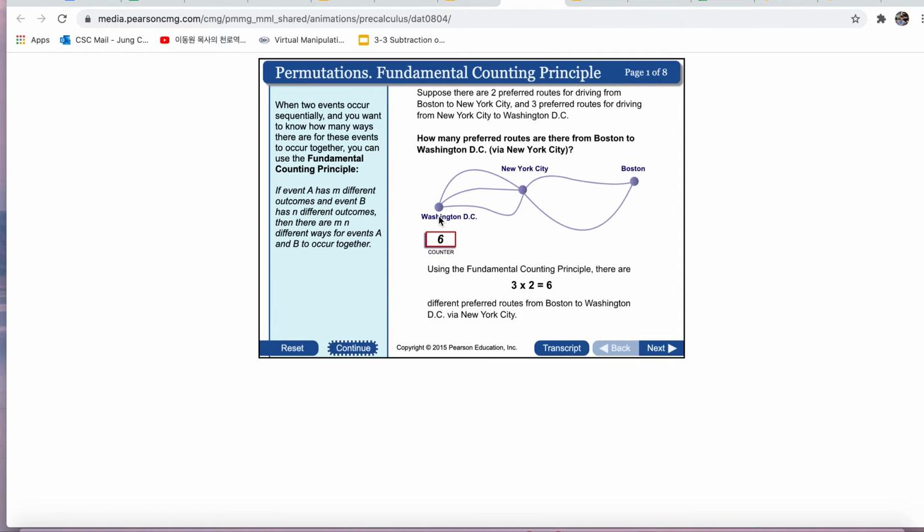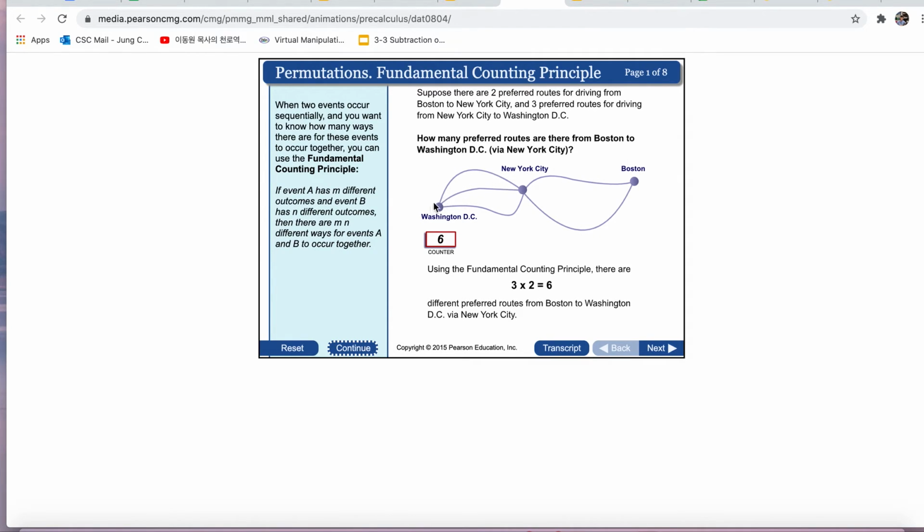That makes sense because from Washington DC to New York you have 3 different ways, and from New York City to Boston you have 2 ways. So you can choose this one to go to New York. From there you have 2 other choices, so there's 2 different ways. If you choose this one instead, you still have 2 more ways, so another 2, that makes 4. And for this one you have 2 more choices, so another 2. So in total there are 6 ways.